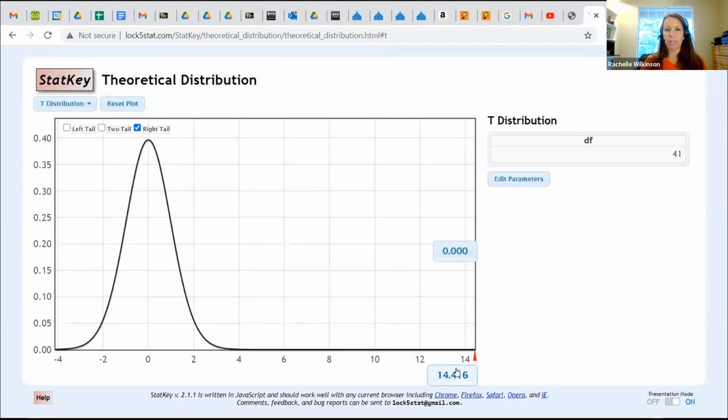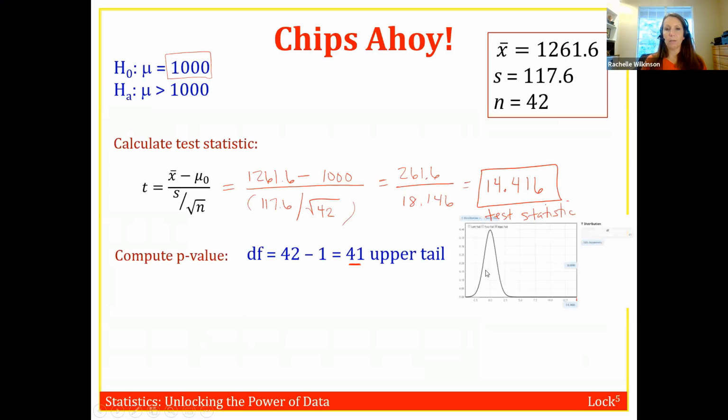All right, so I've got my test statistic down here and I entered the correct degrees of freedom. Then the floating box is my p-value, which is essentially 0 in this case. So really, really unlikely to occur due to chance, in other words. Back here, there's a screenshot of what it looked like in StatKey, and my p-value was essentially 0.